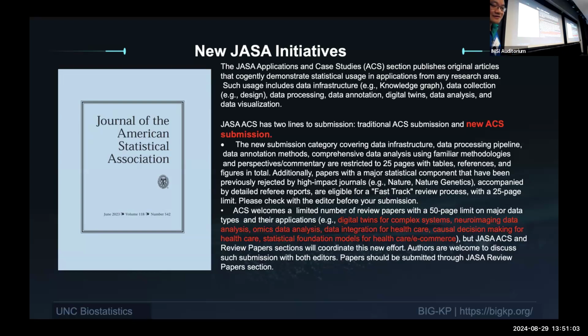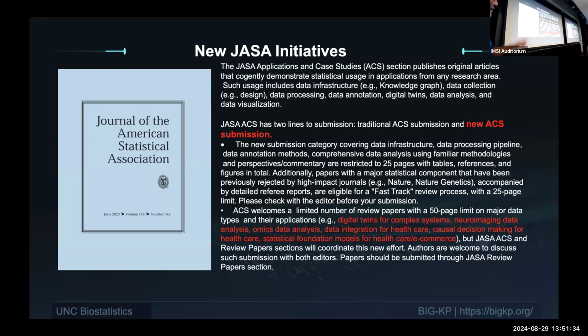Basically, the principle is we want to cover data infrastructures, data pre-processing pipelines, data annotation methods, comprehensive data analysis using familiar methods, and perspective commentary papers. If you are interested, you can submit, and also you can discuss with us. Even if you have a paper rejected by top journals like Nature Methods or Nature Genetics, we can chat. I can give a fast acceptance.